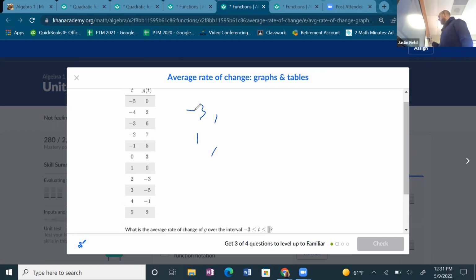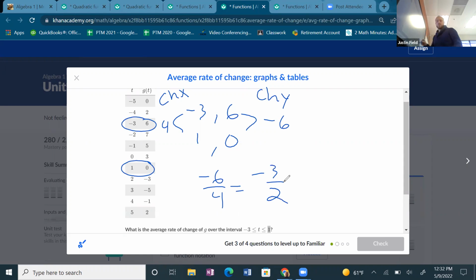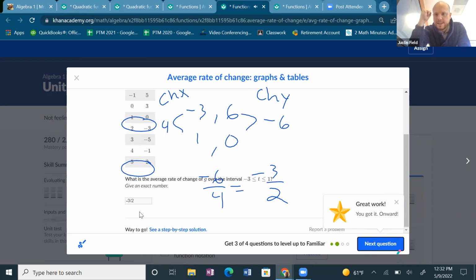So what's the y value for -3? It's 6. So what's the y value for 1? It's 0. So I like to do change in x, change in y. So x is increasing by 4, y is decreasing by 6, rise over run. What's the average rate of change? Negative 6 over 4 or negative 3 over 2. Come on. Yes, I got it.